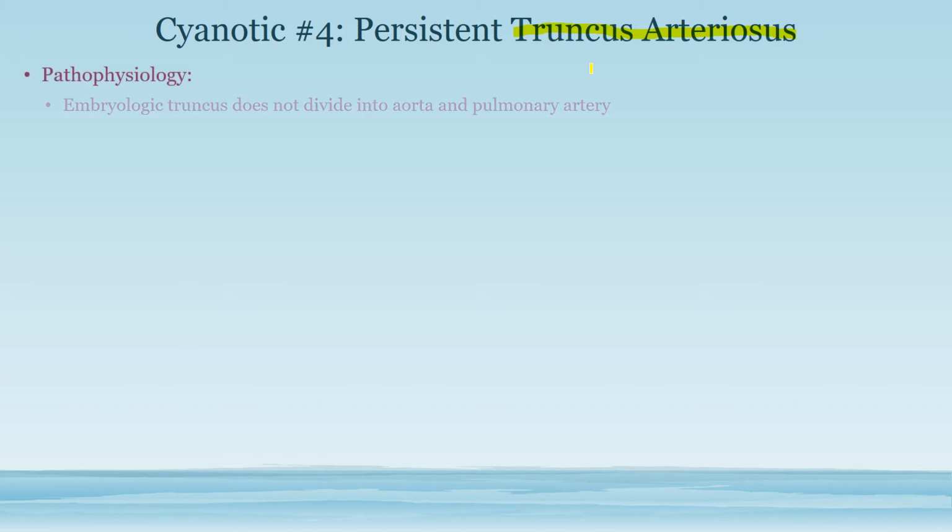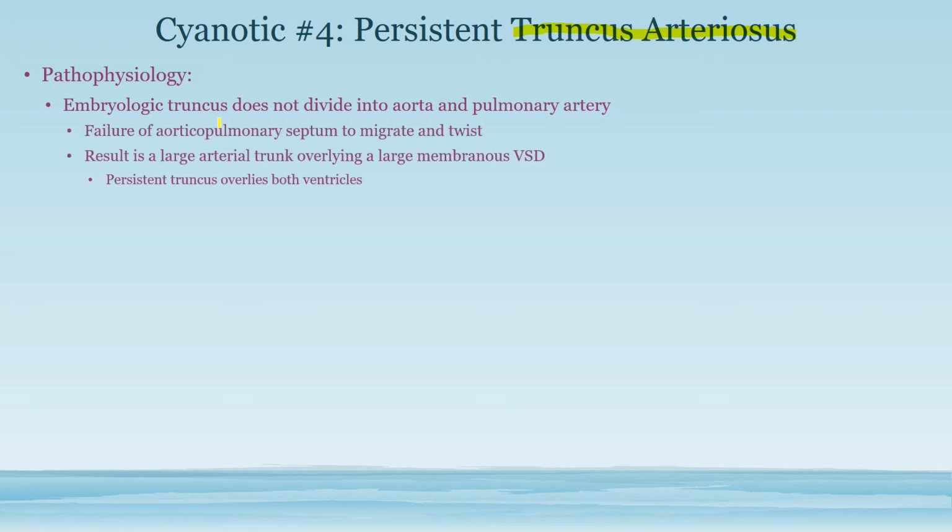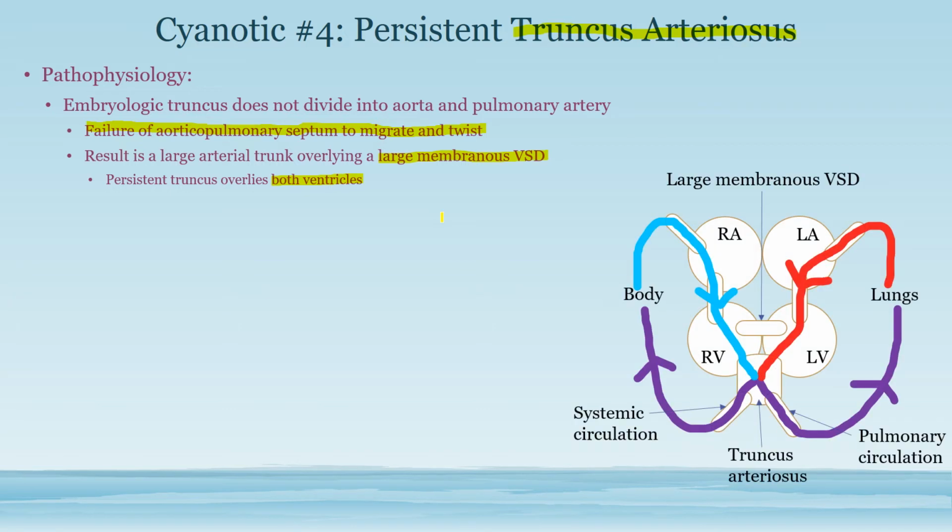And that's usually due to a problem with the aorticopulmonary septum, which normally divides the Truncus Arteriosus into the aorta and pulmonary artery, and also forms the membranous part of the ventricular septum. So notice that the aorticopulmonary septum fails to divide the Truncus Arteriosus by failing to migrate and twist, and you also get a large membranous VSD. And what's going to happen if you have a persistent truncus? Now you have one trunk overlying both ventricles, and both ventricles will pump blood into the Truncus Arteriosus. So blood can get mixed and you can get cyanosis as a result.